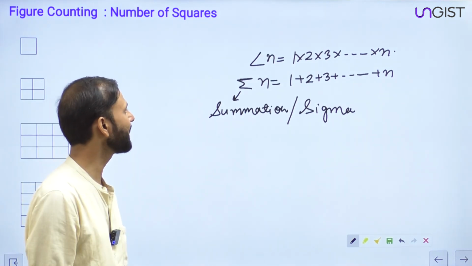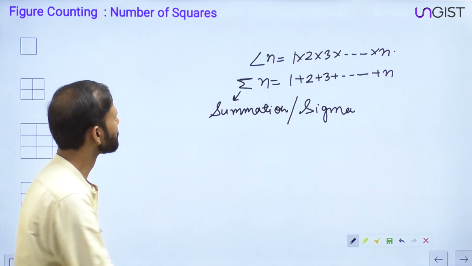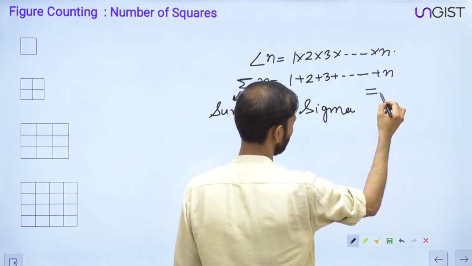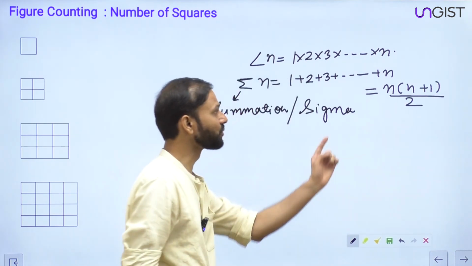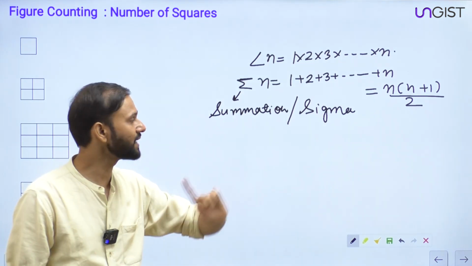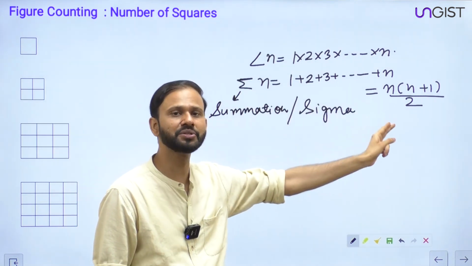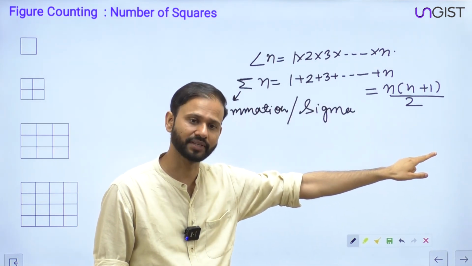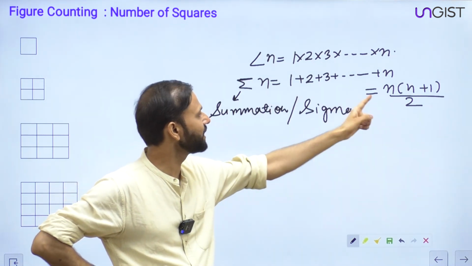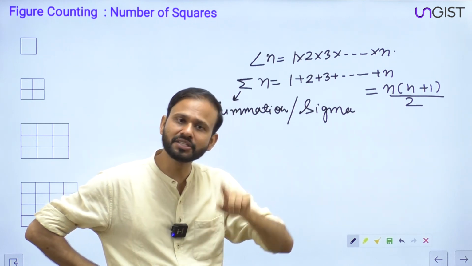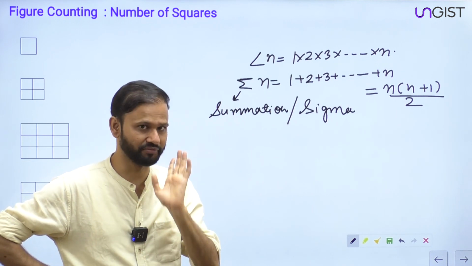So summation of n is equal to 1 plus 2 plus 3 plus 4 plus 5 up to n, right? The value of this expression will be n into (n plus 1) divided by 2. Guys, don't get confused with nC2. nC2 is n into (n minus 1) divided by 2, and sigma n is equal to n into (n plus 1) divided by 2. This is just the difference of plus and minus. Please don't get confused.